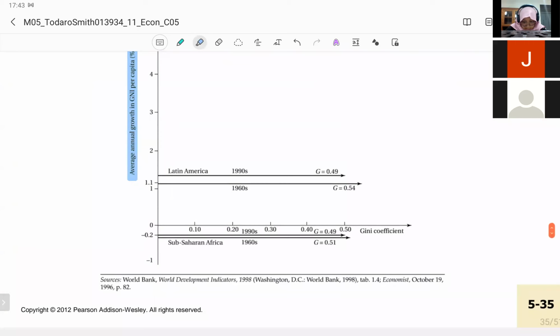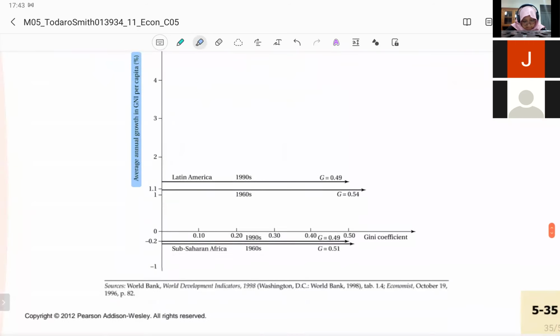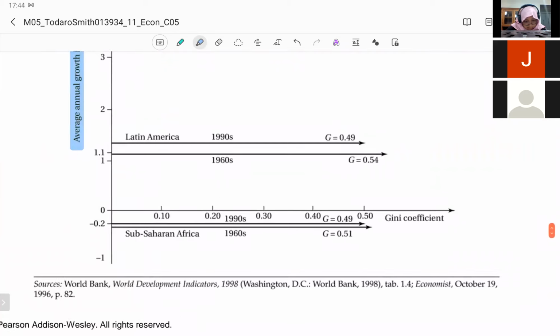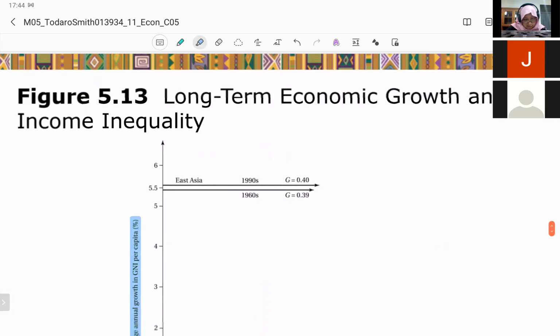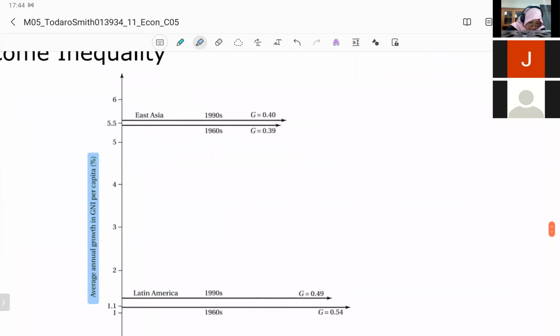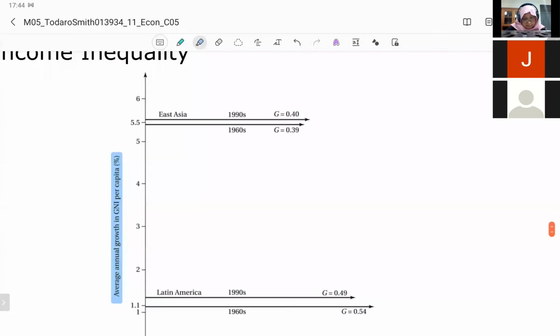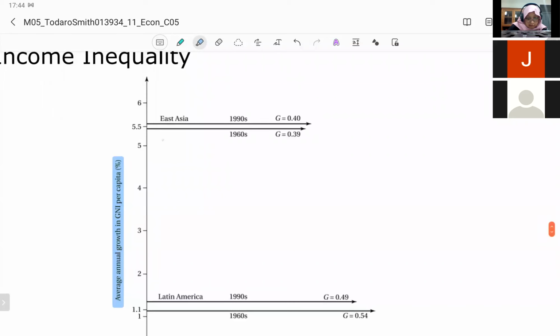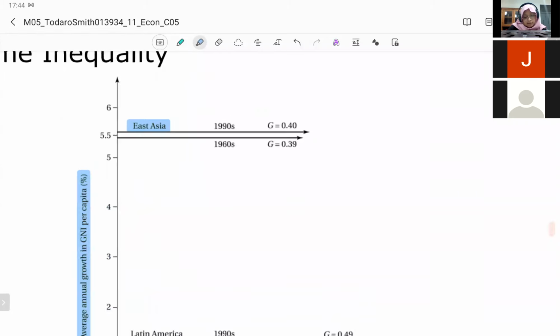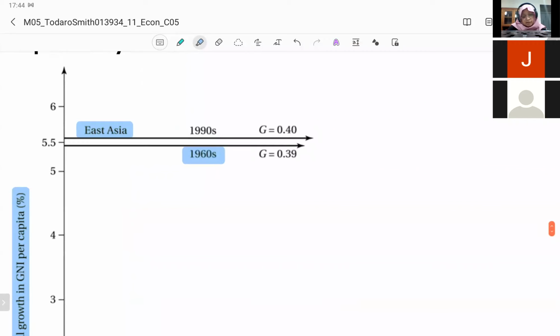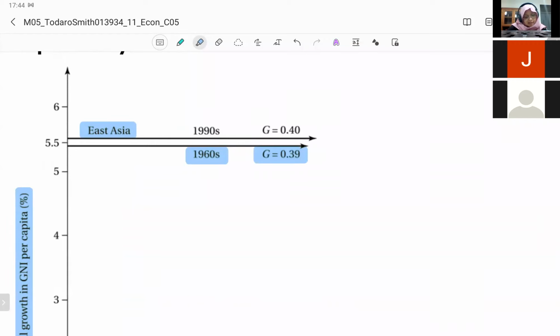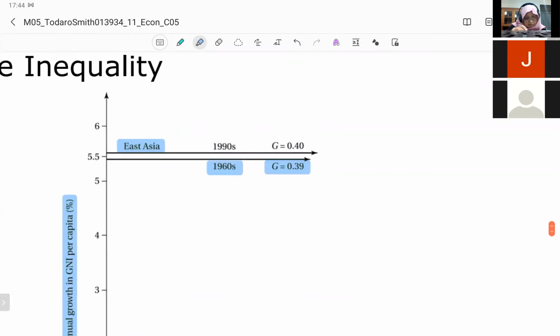So we can see that, okay, and then let's take a look at below here. Wait, what's the x-axis? Oh, the x-axis is the Gini coefficient. The x-axis here is the Gini coefficient. We can take a look at East Asia. East Asia in the 60s, their Gini coefficient was 0.39, and as East Asia grew, it grows from here to here, right?